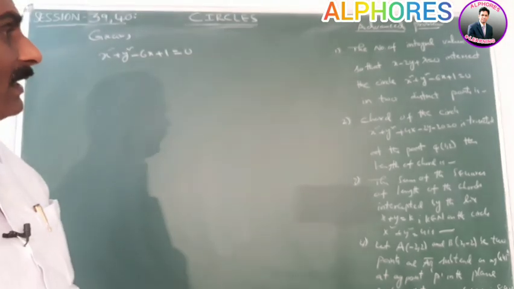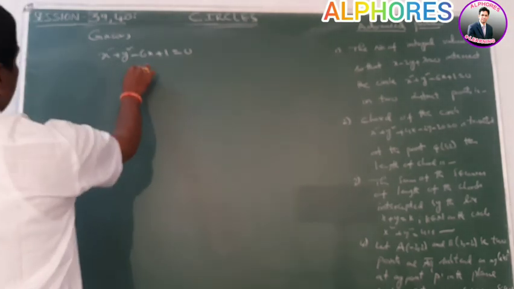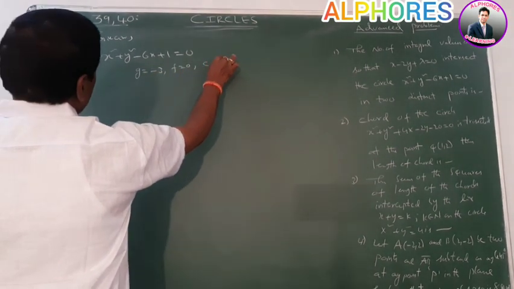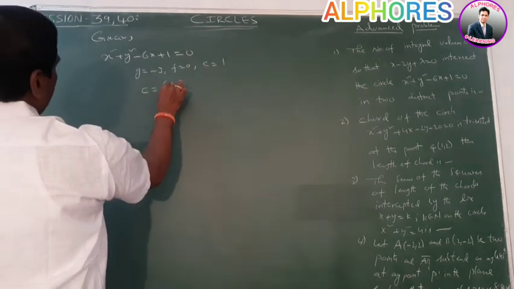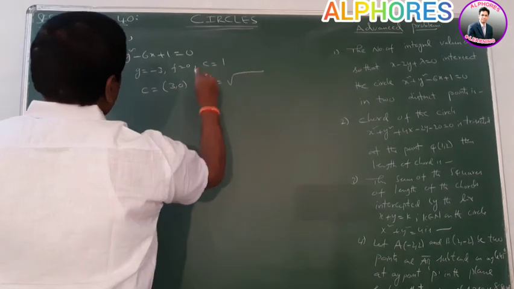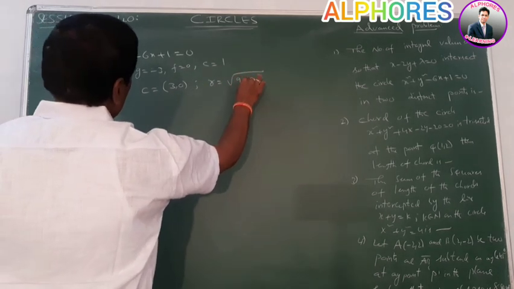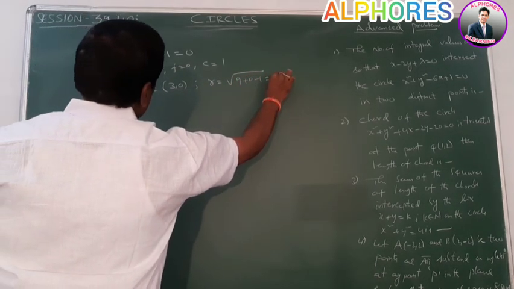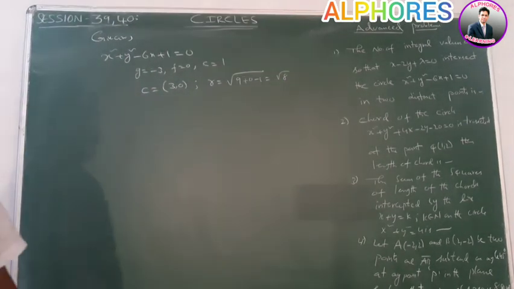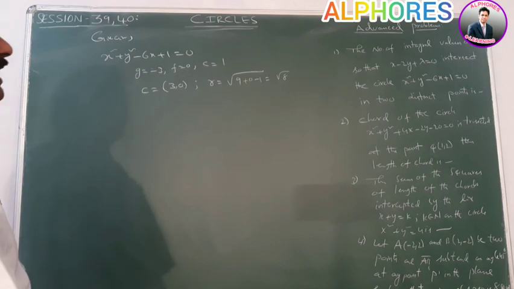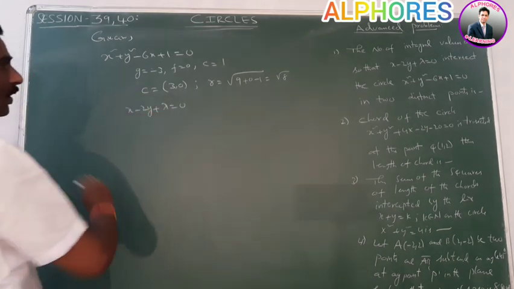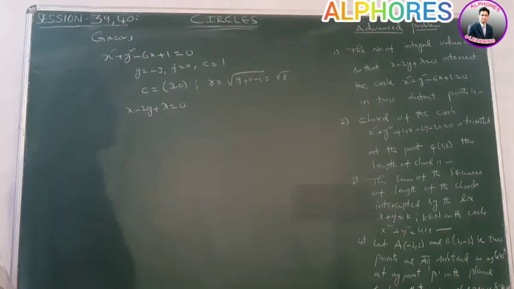First, the given circle is x square plus y square minus 6x plus 1 is equal to 0. Here G is equal to minus 3, F is equal to 0, C is equal to 1. That means center of the circle is minus G comma minus F, which is 3 comma 0, and radius is root over G square plus F square minus C, which is 9 plus 0 minus 1. Root 8 means 2 root 2. That is the radius of the circle. Here, what is the line? The line x minus 2y plus lambda is equal to 0 intersects the circle at two different points.